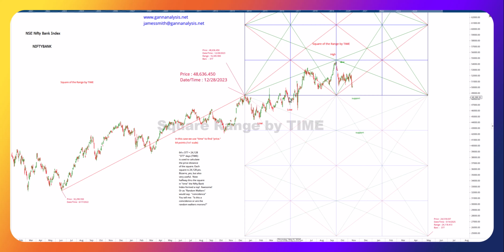You can see you got a low here in time, 1/4 of the way through the square. You got a high halfway through the square in time. And now we're breaking down. You broke below the 2 by 1. That gave you this slide, which took out the 1 by 1. And pretty soon you'll take out this former high at 48,636. And that will start a waterfall decline.